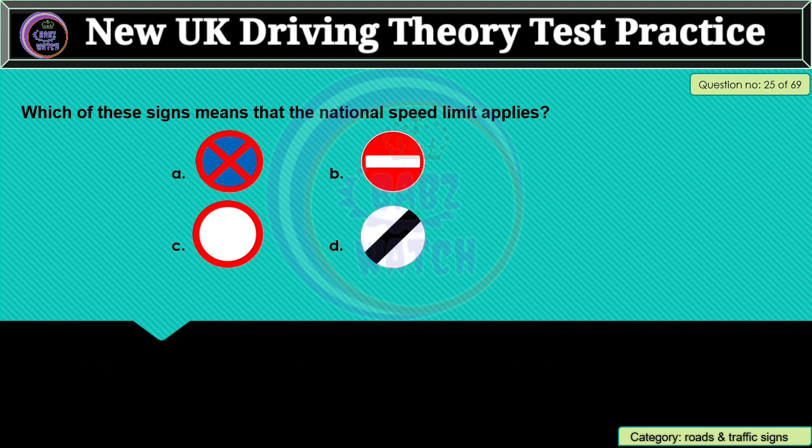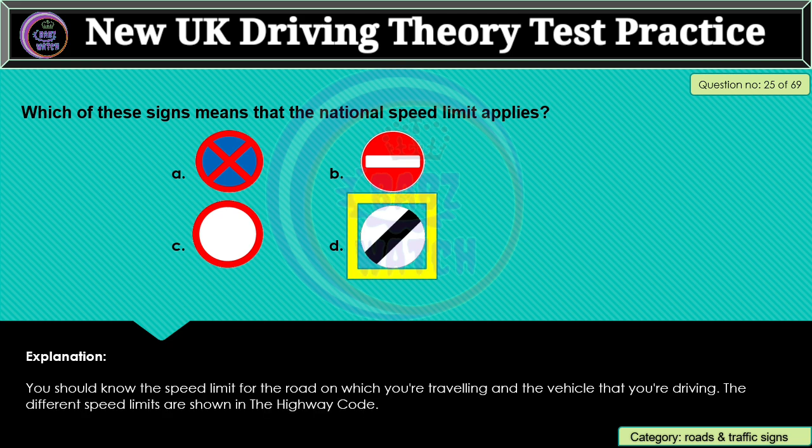Question 25 of 69. Which of these signs means that the national speed limit applies? A, B, C, D. The correct answer is D. Explanation. You should know the speed limit for the road on which you're traveling and the vehicle that you're driving. The different speed limits are shown in the Highway Code.